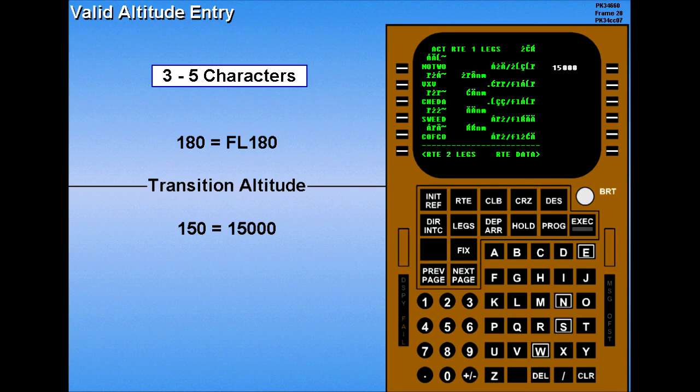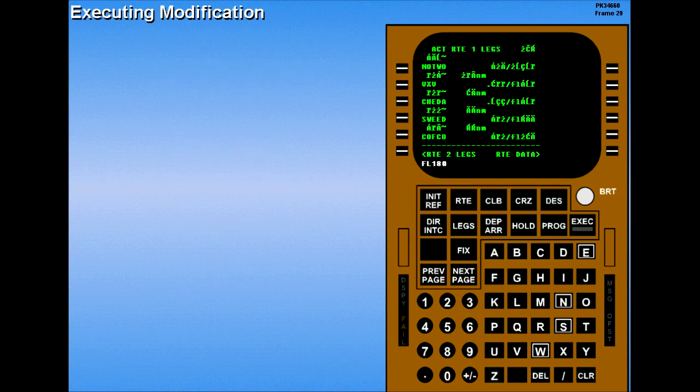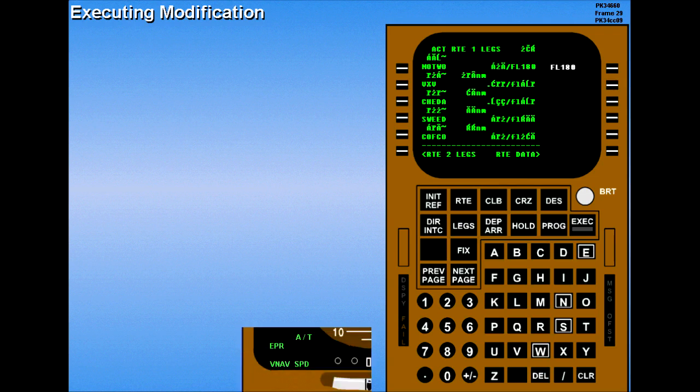Flight level altitudes may also be entered with an FL preceding the 3 numeric characters. The constraint is then line selected into the appropriate altitude line and executed. And finally, verify that the autopilot is still in the VNAV mode.